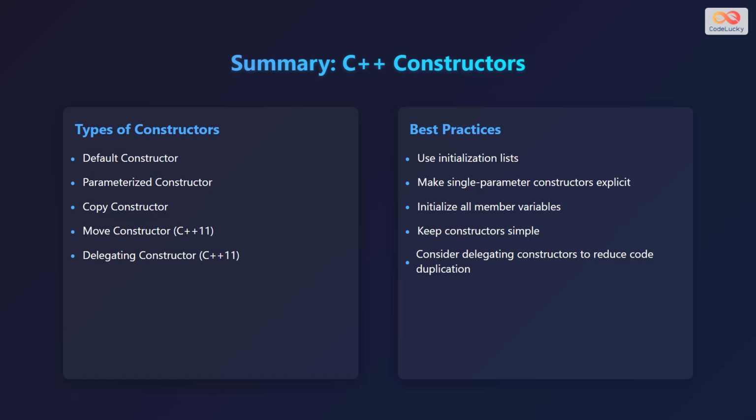In summary, C++ constructors are essential for initializing objects. The different types of constructors are default, parameterized, copy, move, and delegating. Best practices include using initialization lists, making single parameter constructors explicit, initializing all member variables, keeping constructors simple, and using delegating constructors to reduce code duplication.